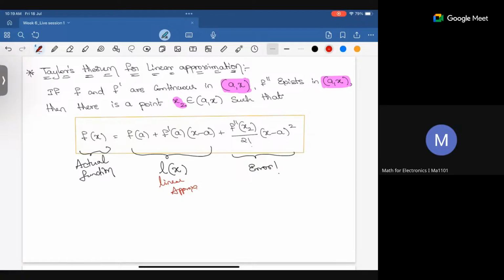And you should observe one thing here. I'm writing this as equals to, not approximately. We are not writing approximately because there exists an x2 such that you can characterize your function f of x just with f of a, f prime of a, and some x2. There will always exist such an x2 such that I can write f of x in terms of these three terms.